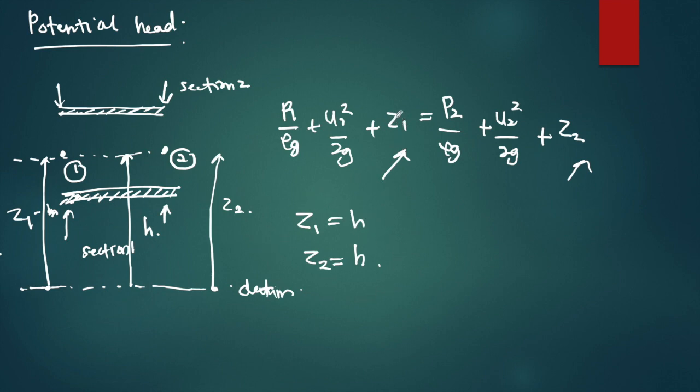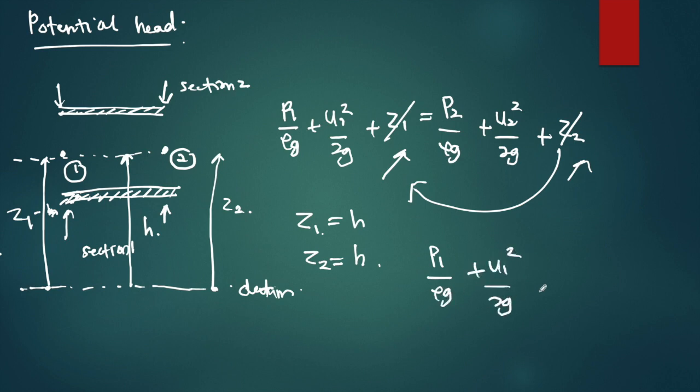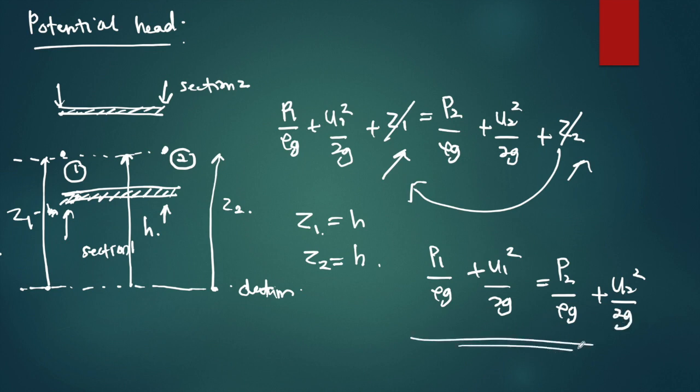So as we can see here, Z1 plus Z2. If we bring this Z2 to this side, it becomes Z1 minus Z2. This is actually h minus h, which results in zero. So Z1 and Z2 can be removed. P1 over rho g plus U1 squared over 2g equals P2 over rho g plus U2 squared over 2g. So your equation will become like this, for Bernoulli's equation.